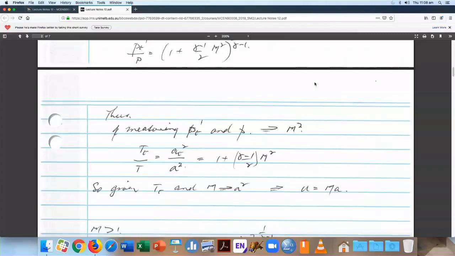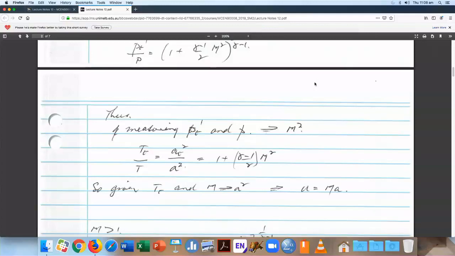Since I know the total temperature and the static temperature I don't know, but I do know that the ratio of the total temperature to the static temperature is related to the speed of sound. You know that the speed of sound is the square root of gamma RT. So the total temperature is gamma R T, the R's and the top and the bottom cancel, so that the ratio of the total speed of sound squared to the speed of sound squared will be 1 plus gamma minus 1 over 2 M squared.